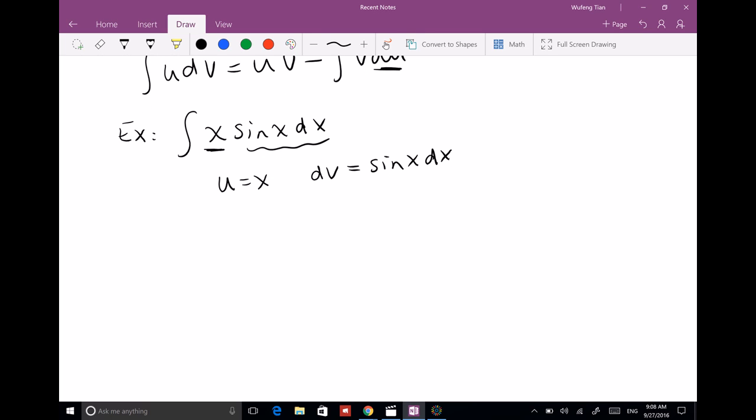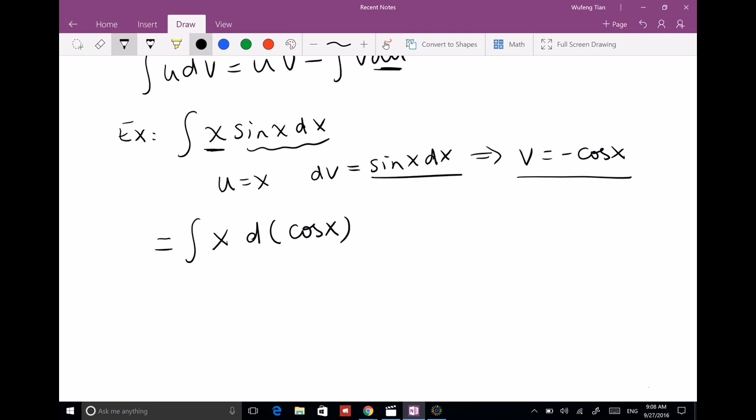Okay, if dv equals sine x dx, then you can write this one as x d of cosine x. But d of cosine gives you what? Well, from here you can solve for v equals negative cosine x. Take the antiderivative. So this is the u, this is dv. And how do you find v equals that? So dv, use the formula. The formula is the integral of u dv, right? So you just plug in here, the d of negative cosine x.